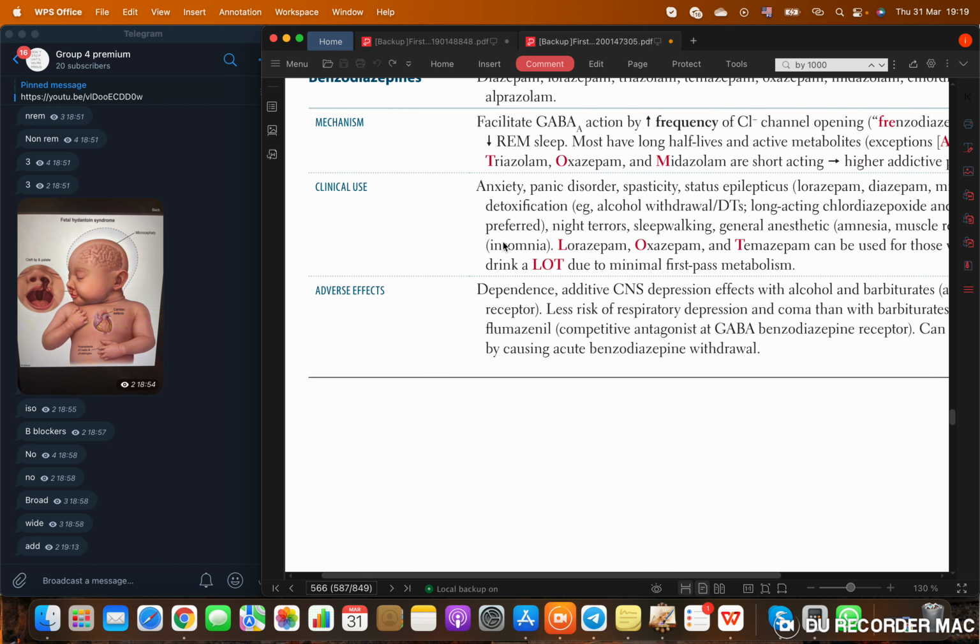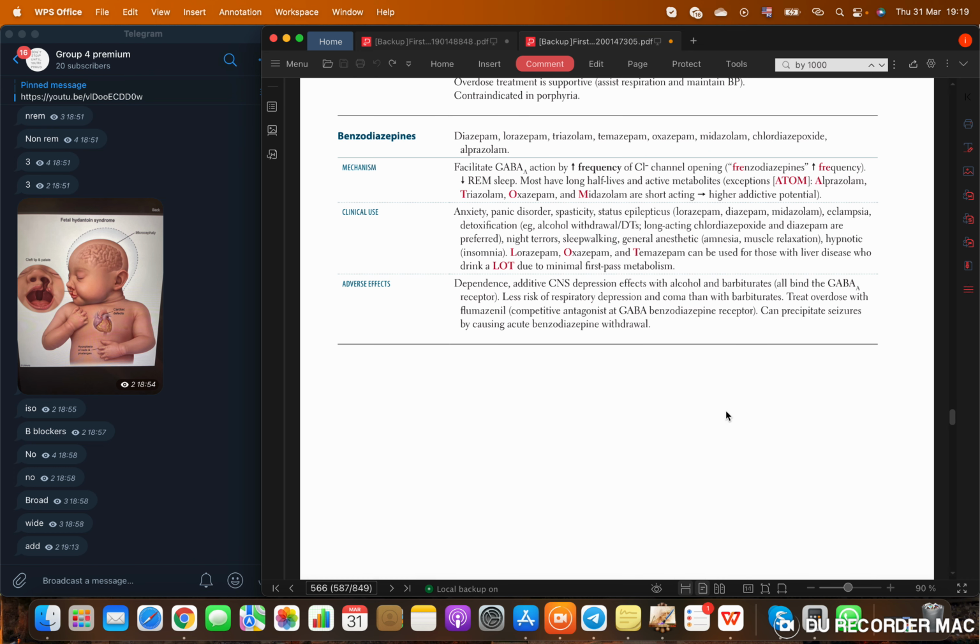Night terrors can be treated with this guy because it decreases the N3 sleep. It decreases the N3 sleep, meaning it will save you from night terrors. Remember, well, that's a good one. Remember, in night terrors, do we remember?